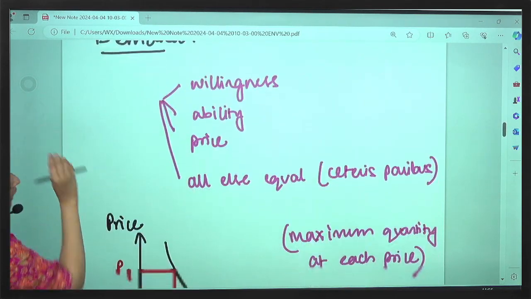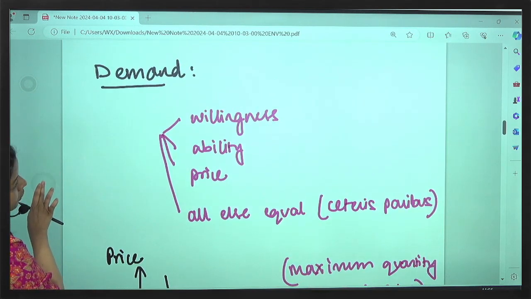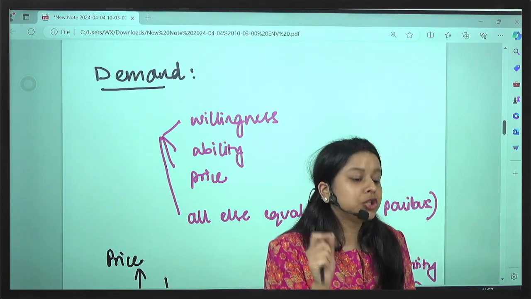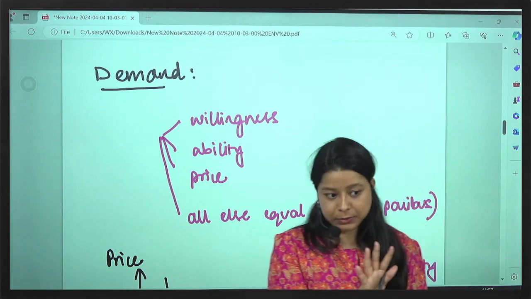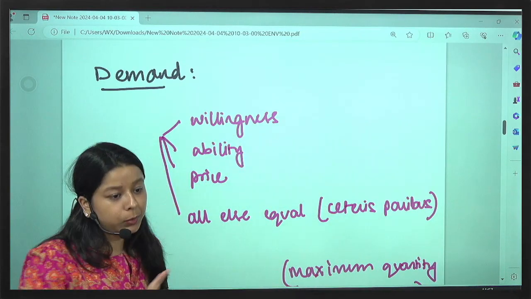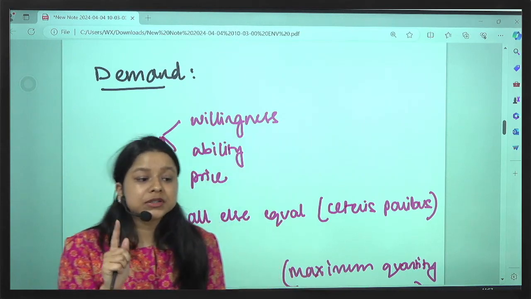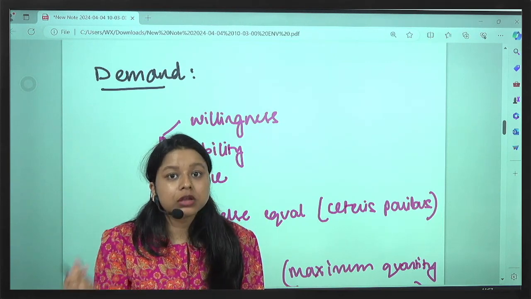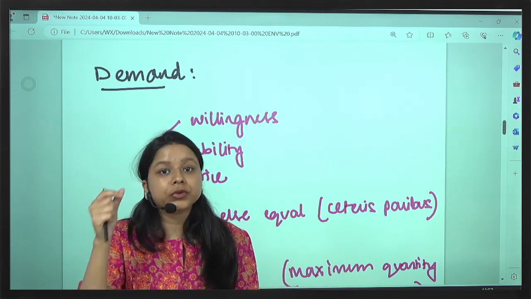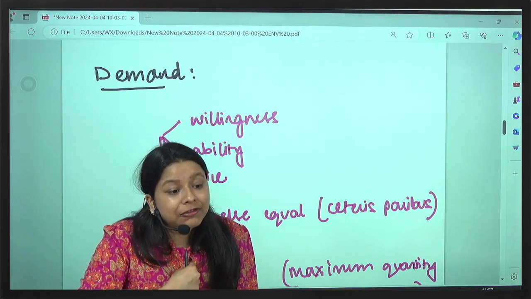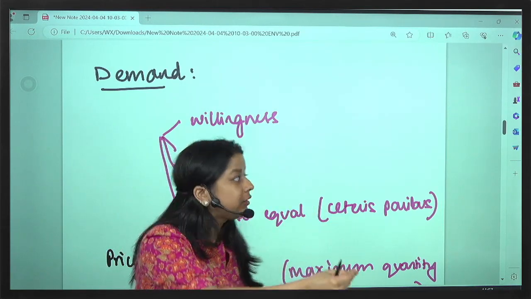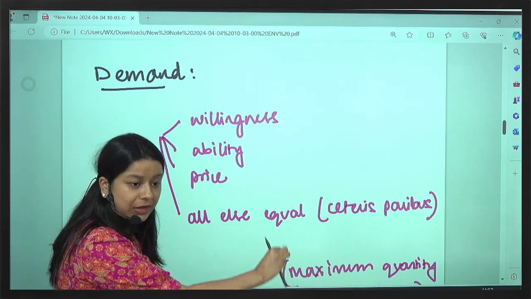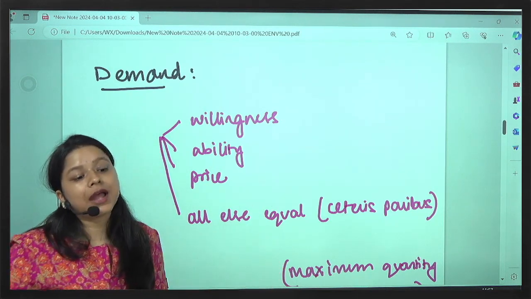So when I say demand, there are a few things that you need to keep in mind. The very first thing which you need to understand is the definition of demand. This is something which is very debatable. All right, so there are key words which I have written over here which you need to keep in mind. For example, the first word is willingness. So how do I define any demand? It is basically the willingness to buy a product, and I have the ability to buy the product at a particular price, all else being equal, in a given time period.